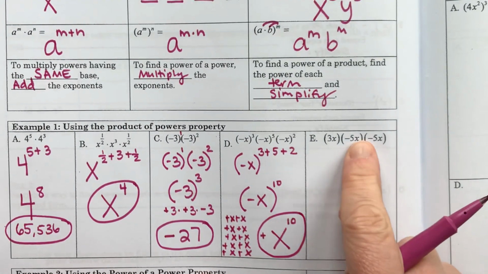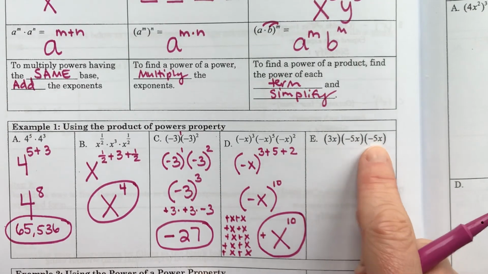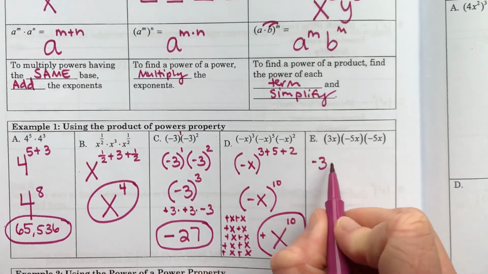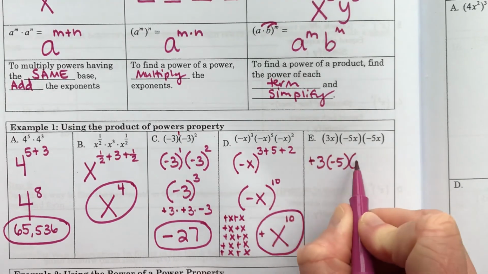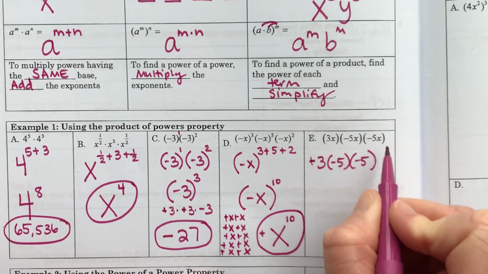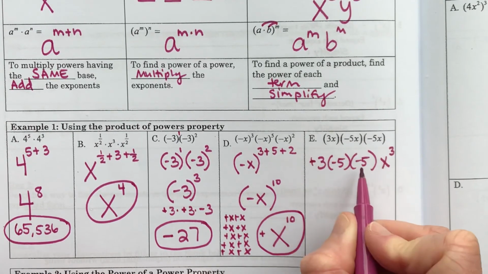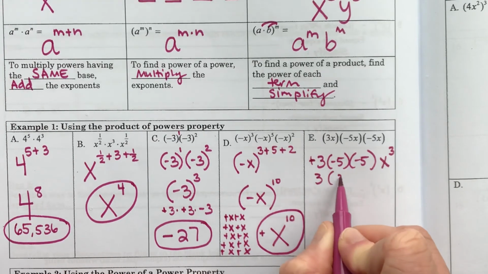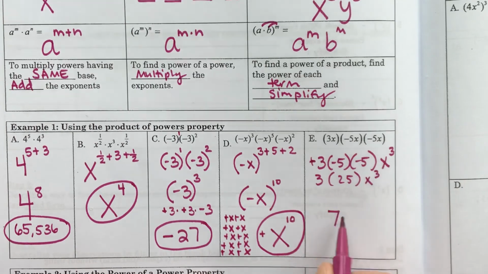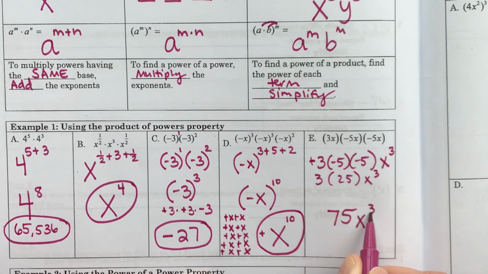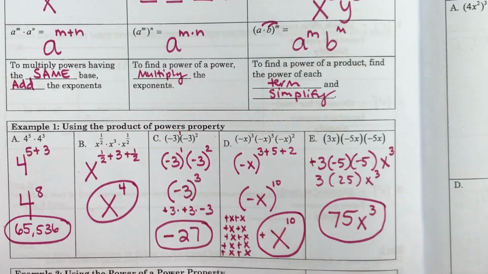Now for the next one here, I have negative 3 times negative 5 times negative 5, or maybe I'll just put my numbers together. And I don't know why I wrote negative here. This 3 is positive. And I have 1, 2, 3 x's. If I multiply my bases together, or 3 times 25, because a negative times a negative makes positive, I get 75 x to the third. And that is my product of powers property.